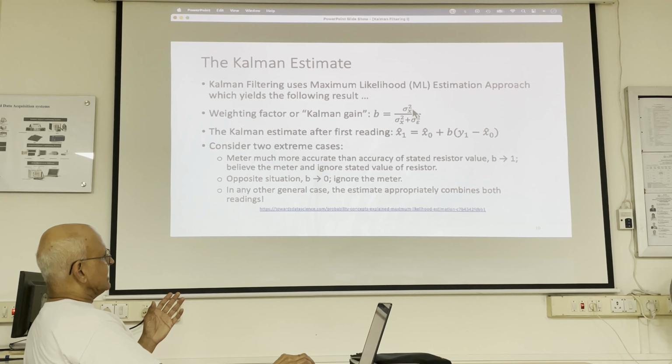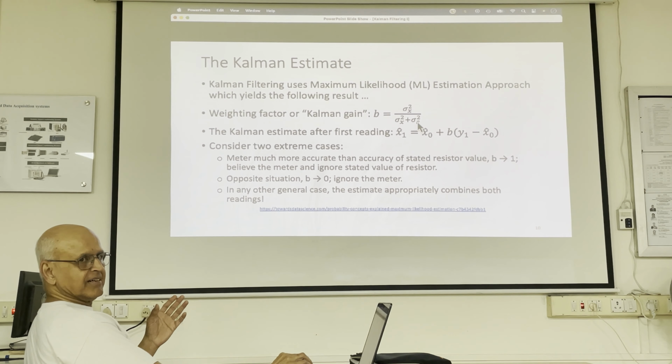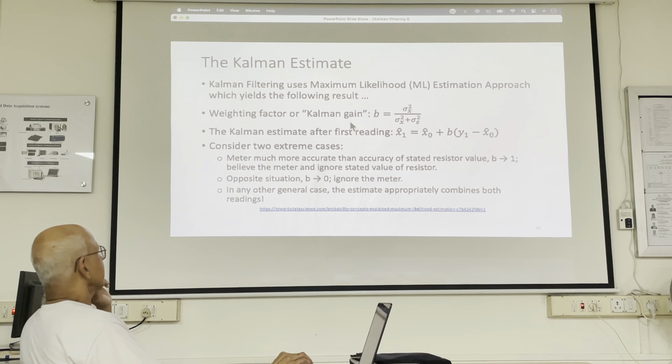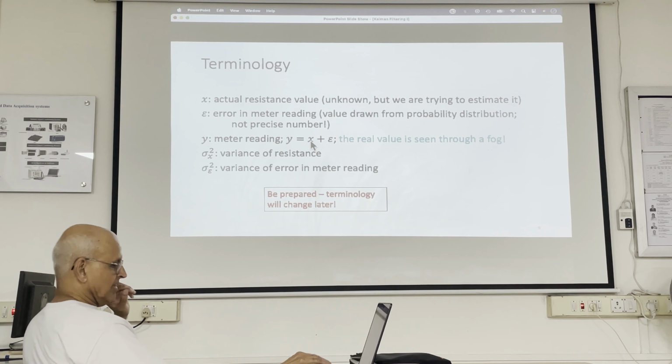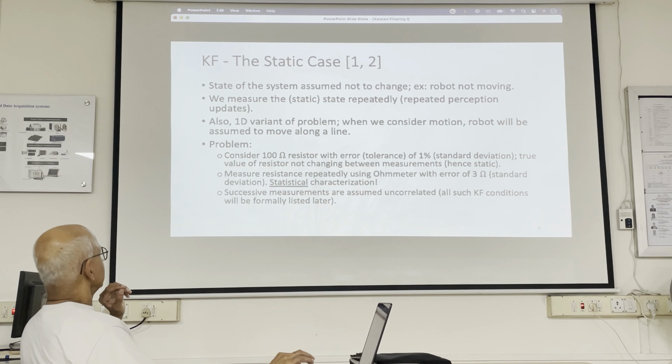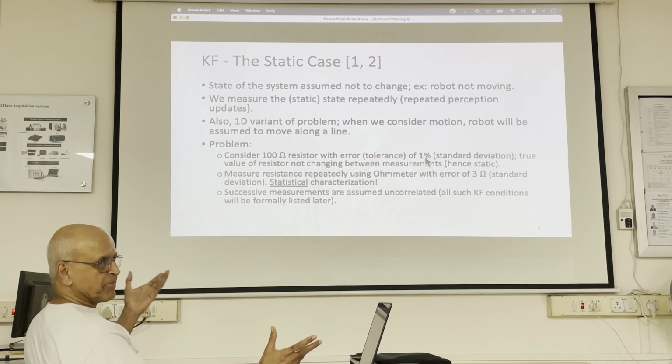So it's the variance of X, sigma X squared, over the variance of X plus the variance of the meter. So the Kalman gain, named after Kalman, is the variance of X. And remember what X is? X is the actual resistance value. Let's go back one more. It is the 100 ohm resistance with a 1% standard deviation, right? So 1 squared happens to be 1.